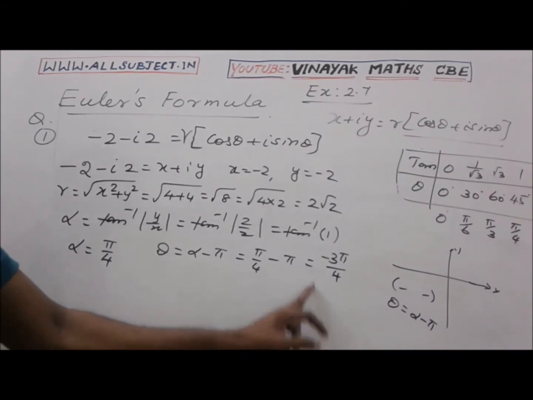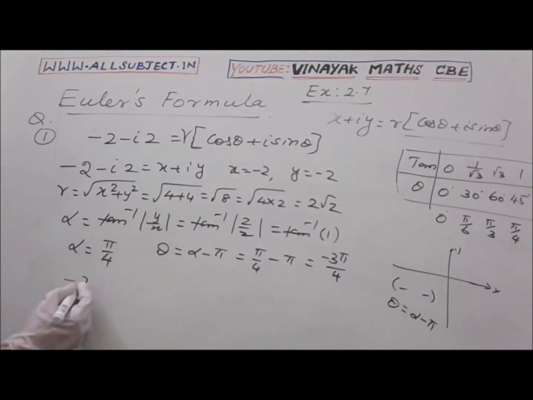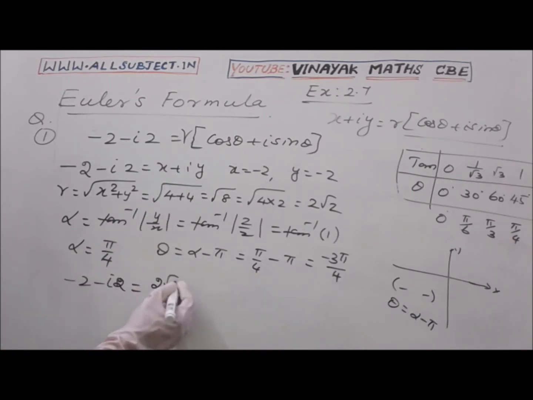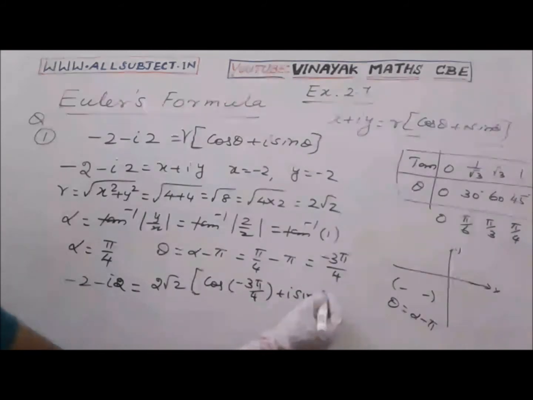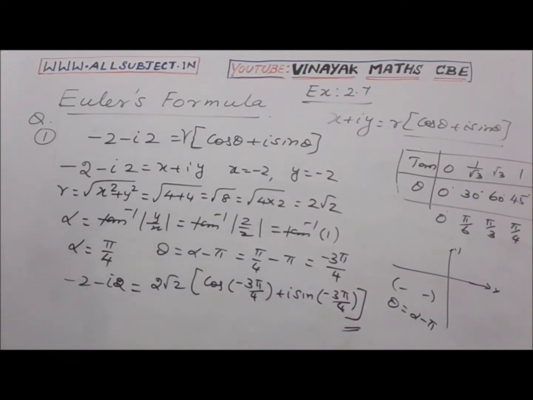Substituting the theta value and the modulus value in the above, we get minus 2 minus 2i equal to r into 2 root 2 into cos of minus 3 pi by 4 plus i into sin of minus 3 pi by 4. That's all. Now we have another problem, subdivision number 4.